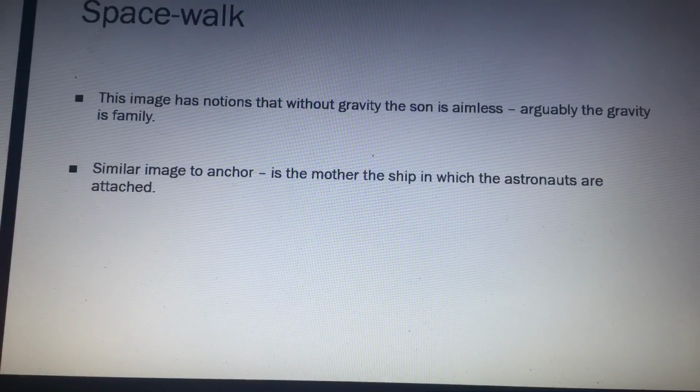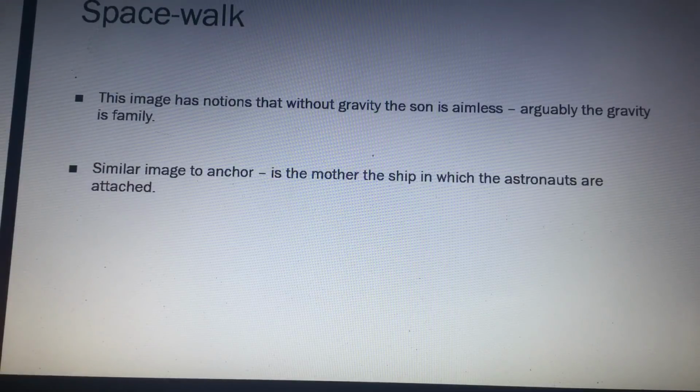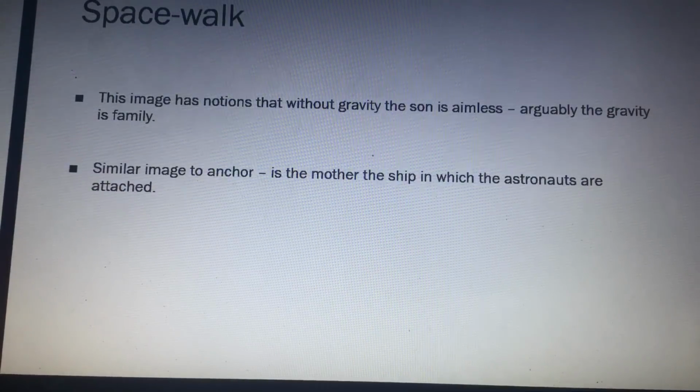Spacewalk, this image has notions that without gravity, the son's aimless. Arguably, then the gravity would be family here that keeps him firmly attached to the ground, if you like. So we've got that metaphorical idea. And it's a similar image to the anchor, is the mother the ship in which the astronauts are attached. So there's two suggestions there, that as he walks further away from her, it's as if the gravity's gone, the support system's gone, he's not being kept grounded, therefore he's a little bit aimless, which could link to endless sky, I suppose.